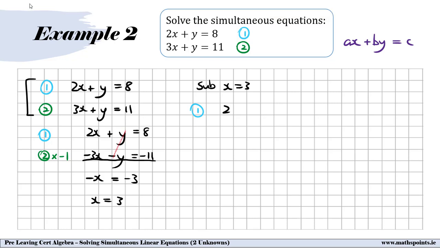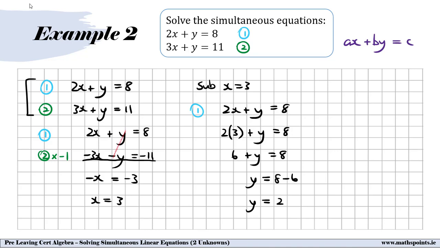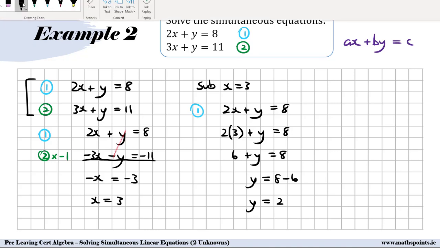So we're going to write down equation 1 again, 2x plus y equals 8. I'm going to sub in x equals 3 because I now know that x has a value of 3. So 2 times 3 plus y equals 8. 2 times 3 is 6, so 6 plus y equals 8. I'm going to subtract the 6 from both sides and I get y equals 8 minus 6. And y finally equals 2. And again, I'm just going to put the two solutions together over here on the left hand side.